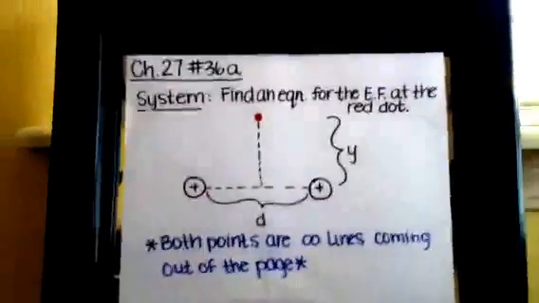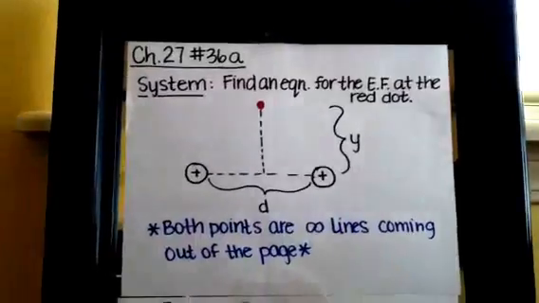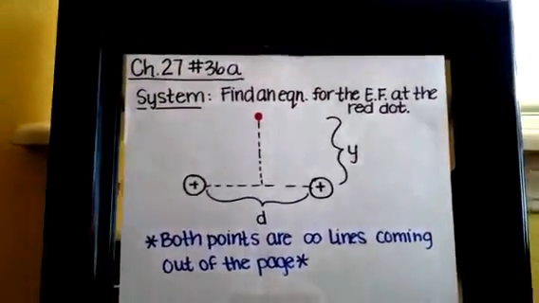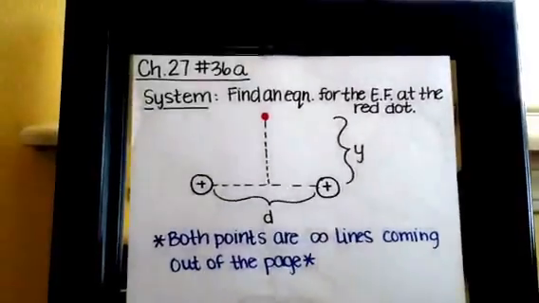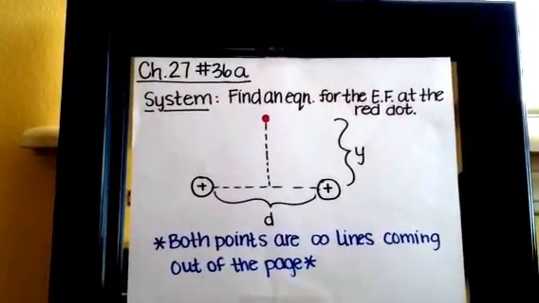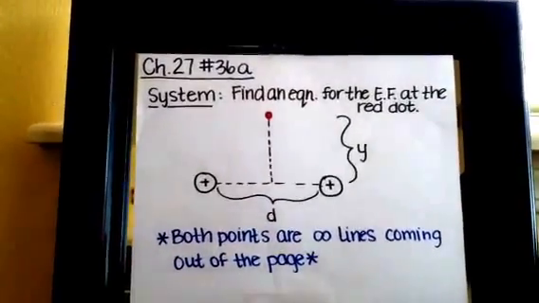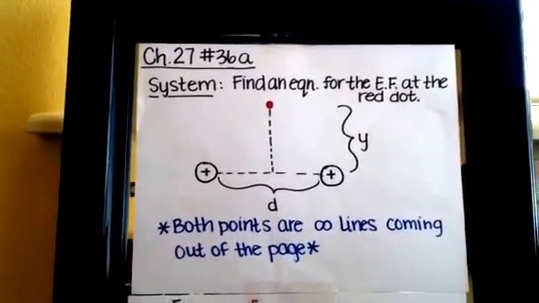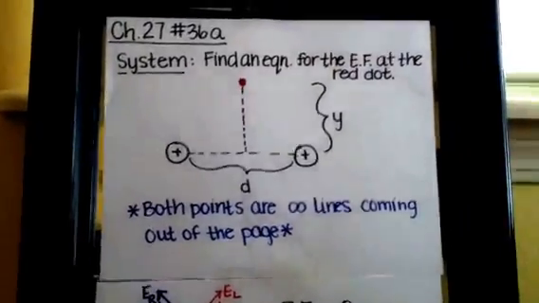This video is the solution to number 36 in chapter 27. The question asks us to find an equation for the electric field that goes through that red dot. Now we know that the distance between the two infinite lines of charge is d, and that the height of the red dot is y. Using this information, we can go about solving the problem.